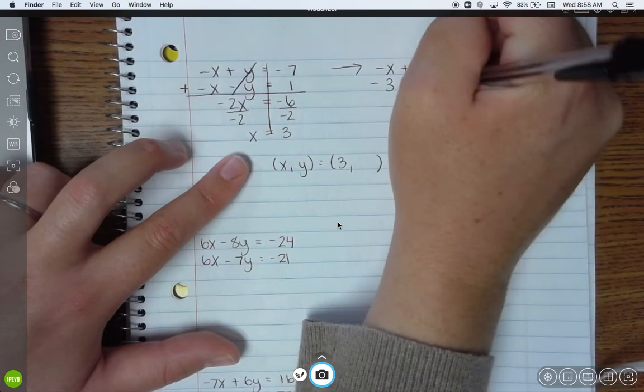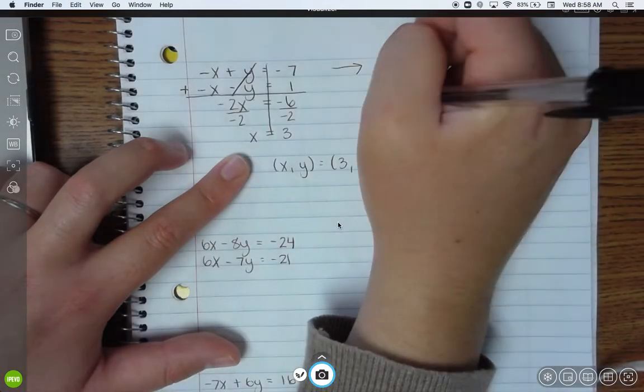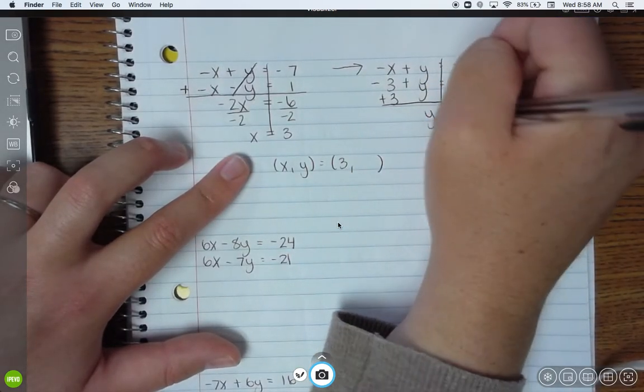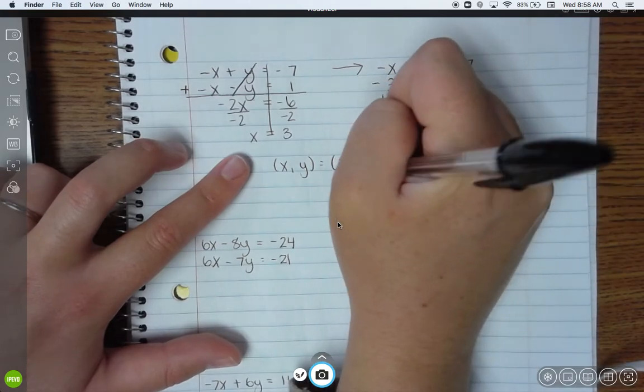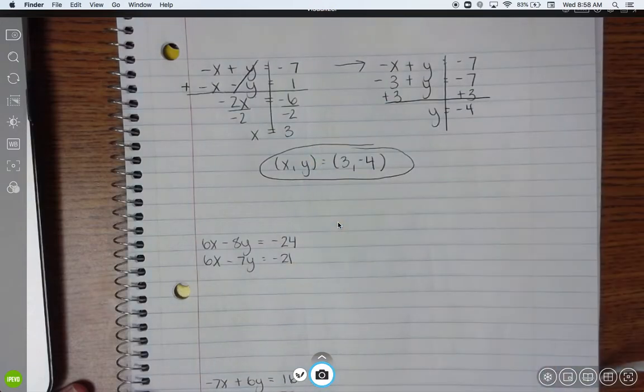So I have negative 3 plus y equals negative 7. To get y by itself, I add 3 to both sides. I get y equals negative 4. So the solution to this system is 3, negative 4.